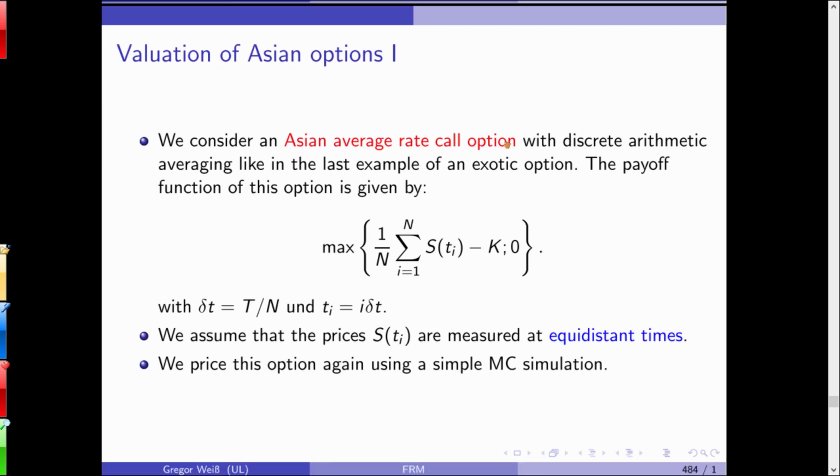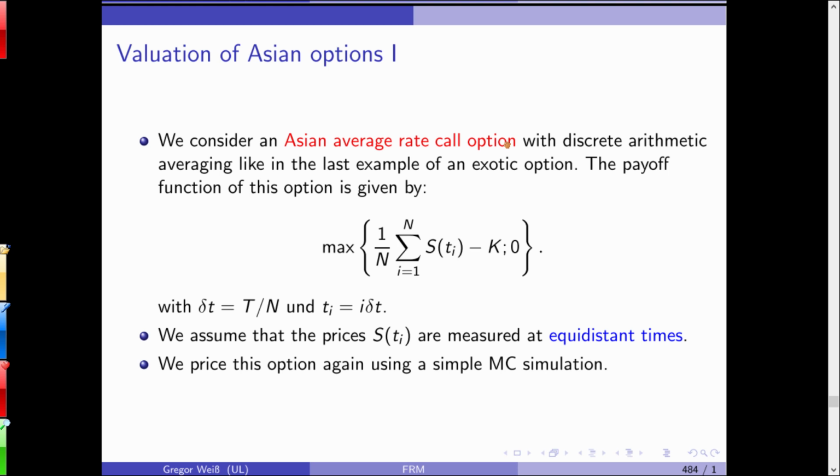Okay. Now, up until this point, we were able to use Black-Scholes. Now let's turn to an Asian option, a truly path-dependent option. We are using an Asian average rate call option with discrete arithmetic averaging. The payoff function is given by the maximum of 0 and 1 over n, sum from i equals 1 to n of all those different stock prices, minus the strike. So you take the average of the stock price, you subtract the strike, and if it's positive, this is your payout. If not, you have a payout of 0.